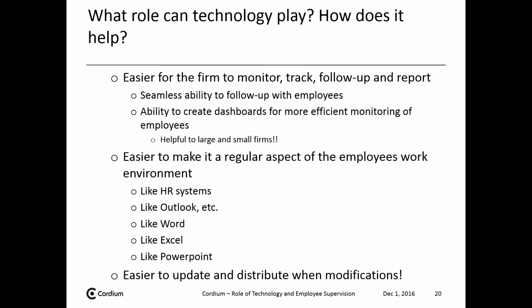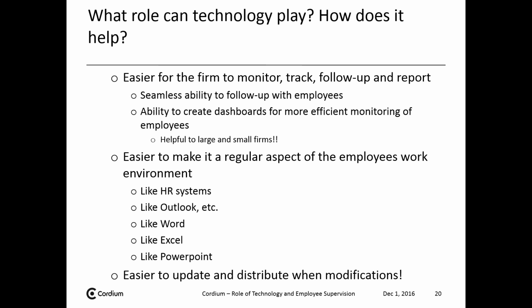Most technological applications in the space provide dashboards where the responsible people can go and see 20 different employees, who's done what, what's outstanding, how long it's been outstanding, and when was the last time we made contact. Again, I think that is really compelling.